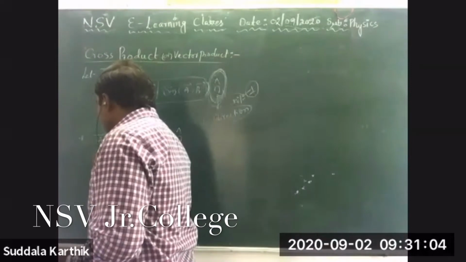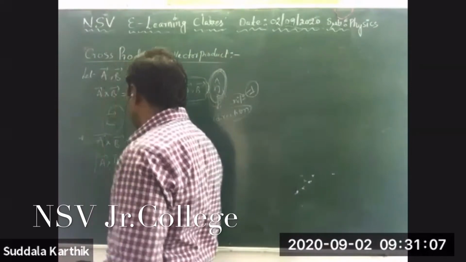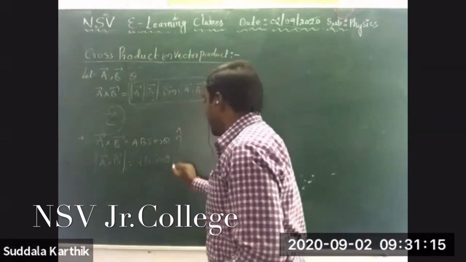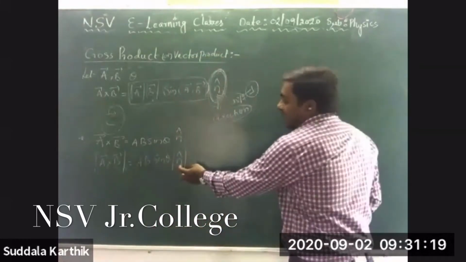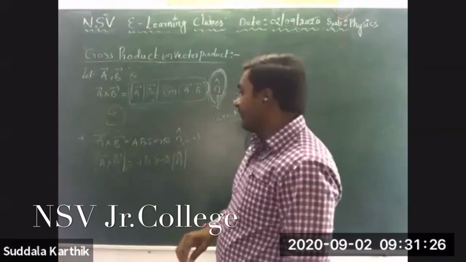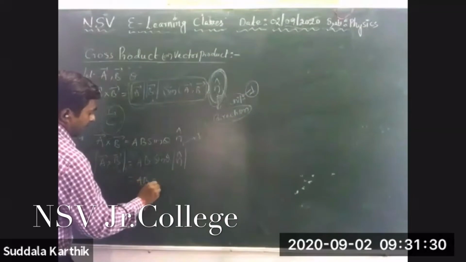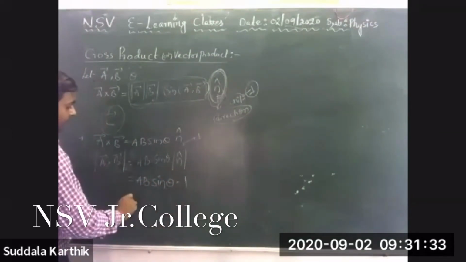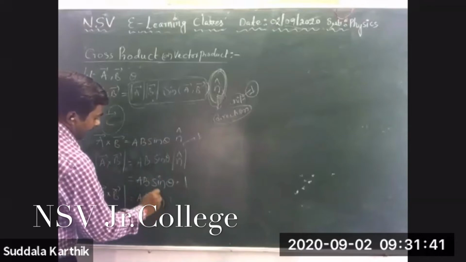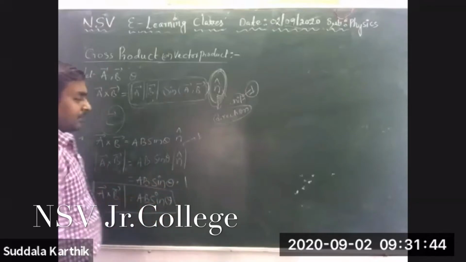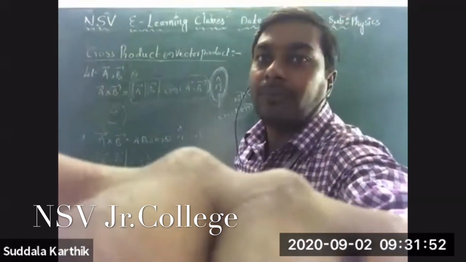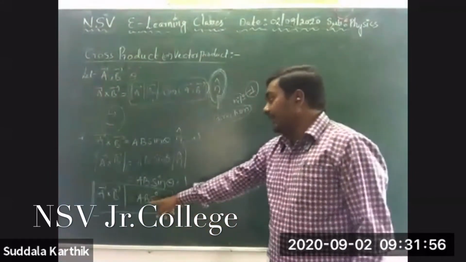Now the magnitude of A bar cross B bar. This part is a magnitude, but n cap is a unit vector, and the magnitude of the unit vector must be equal to 1. So that's why it is AB sine theta into 1. So the magnitude of A bar cross B bar is equal to AB sin theta.